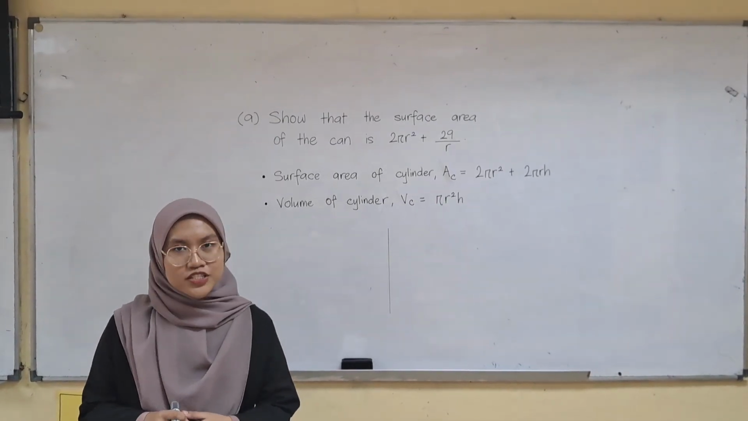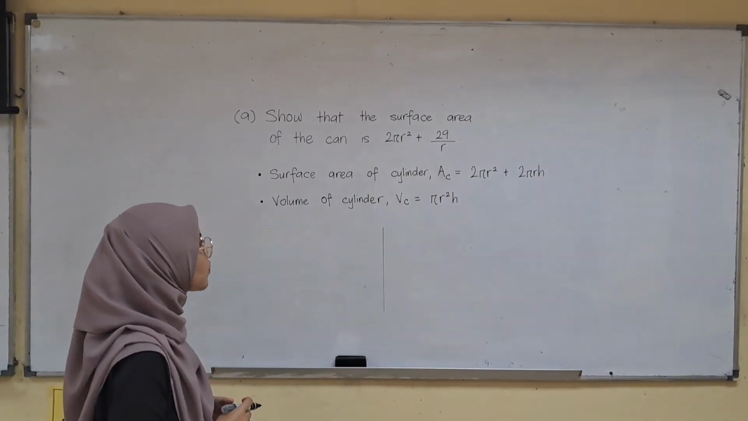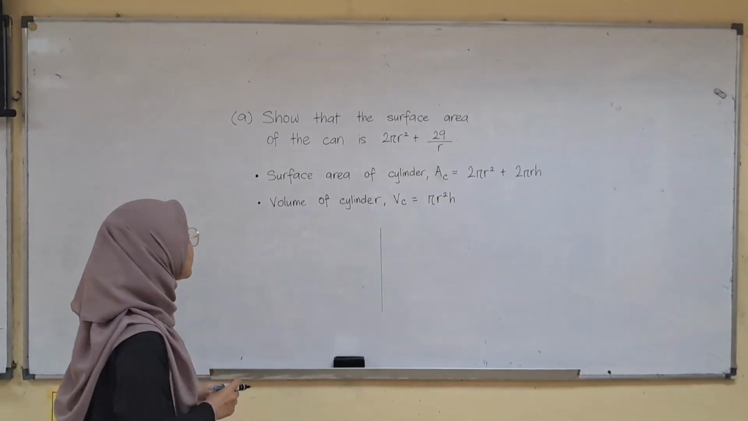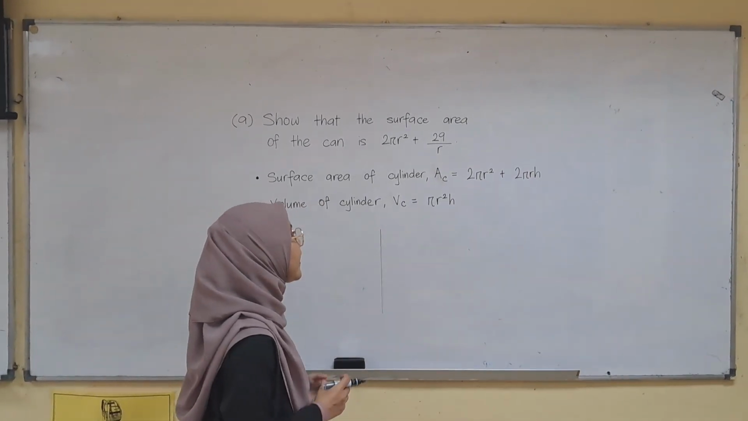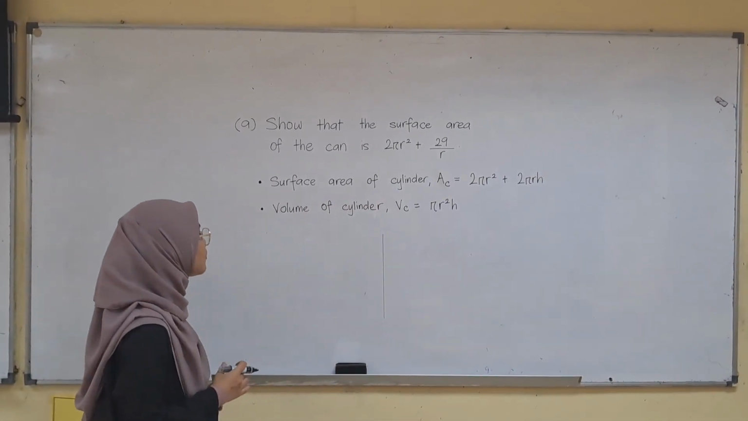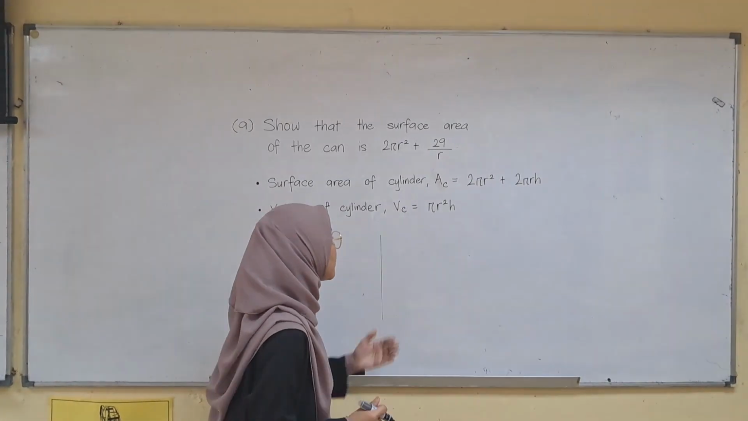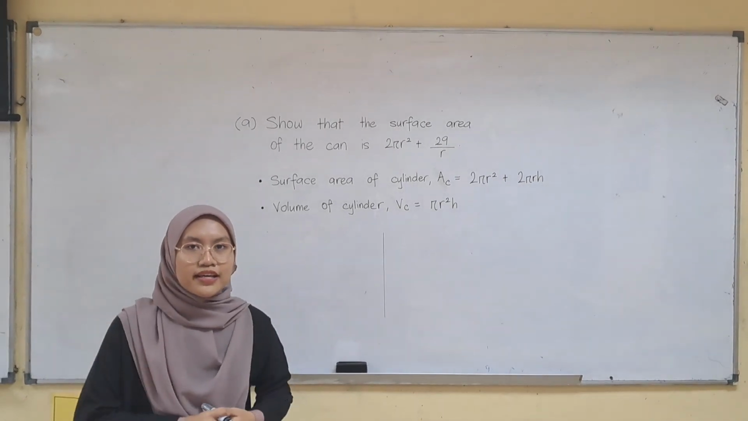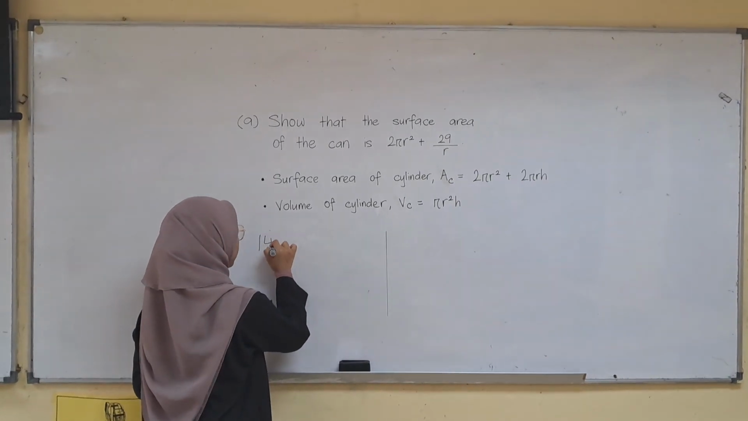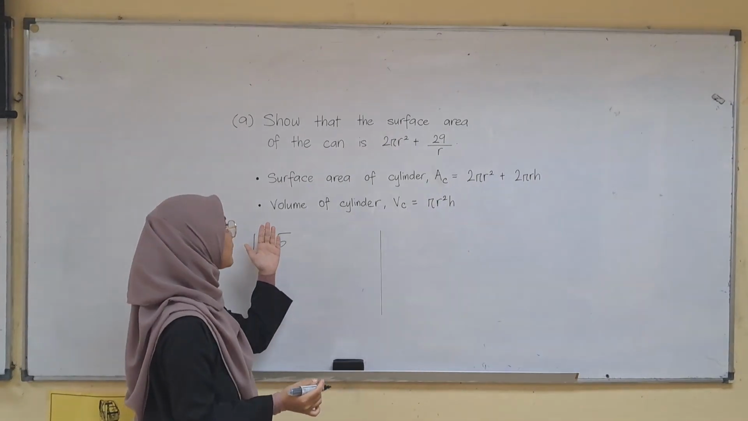Now, I will start with the first question. From the question, we need to show that the surface area of the can is 2 pi r squared plus 29 divided by r. We can use two formulas. First, the formula of the surface area of the cylinder, AC, equal to 2 pi r squared plus 2 pi r h. The second one is the formula of the volume of the cylinder, VC, equal to pi r squared h. From the question, the value of the volume is 14.5. We can substitute the value into the formula of the volume.